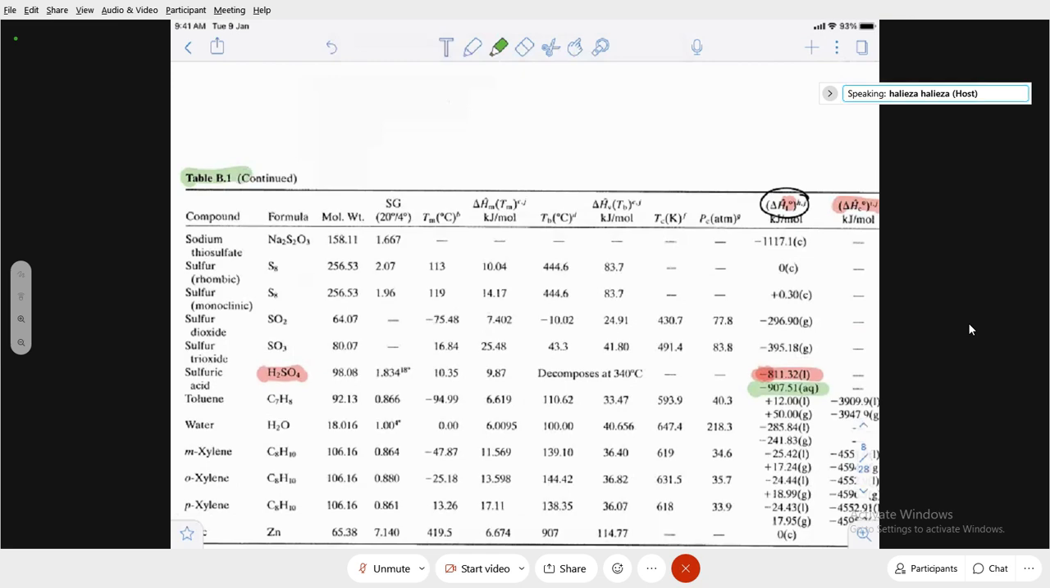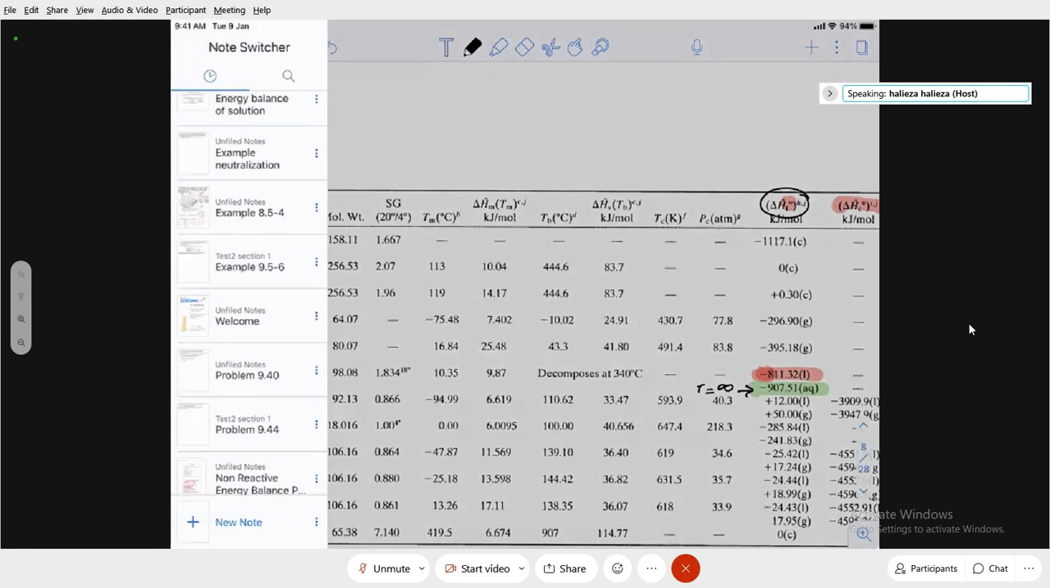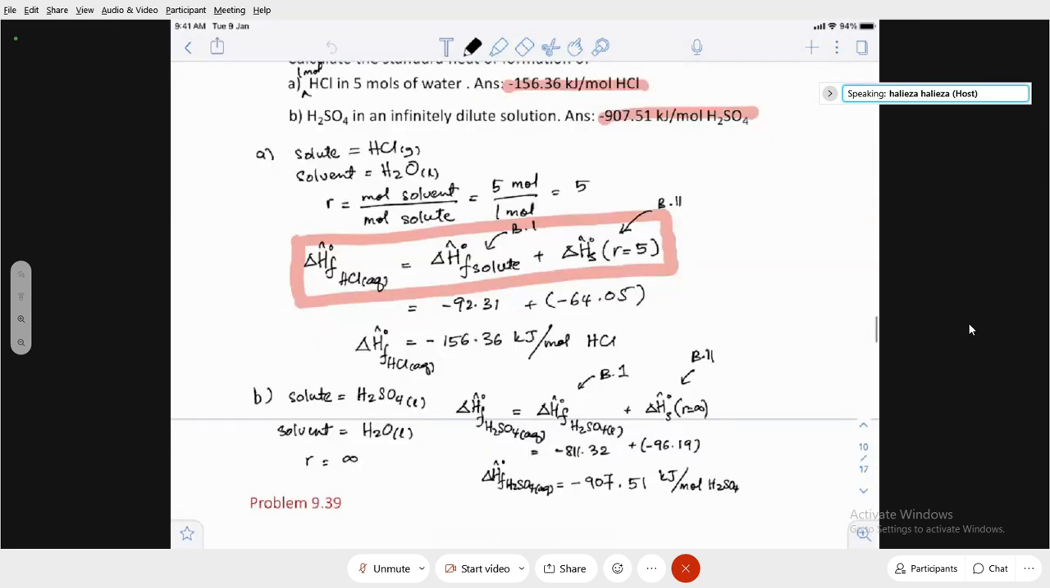If you have a value of R that is not infinite, then you cannot use this equation, this value of negative 907.51. This is only when R is equal to infinite, then you can use that value. Right? So even though it is given in appendix B1, if your R is not infinite, then you cannot use that value. Okay, guys? So any questions so far? What we have done is just using that equation to get your heat of formation.